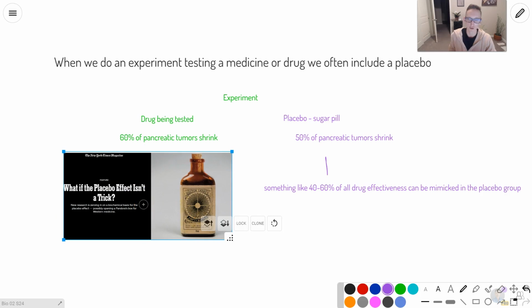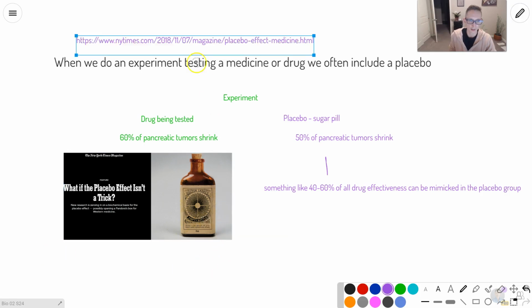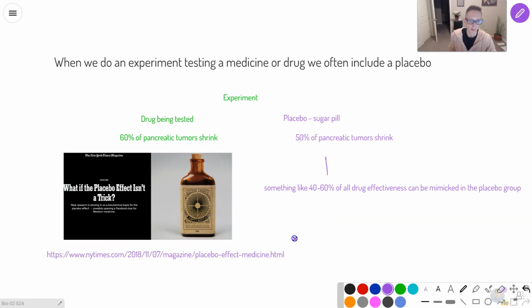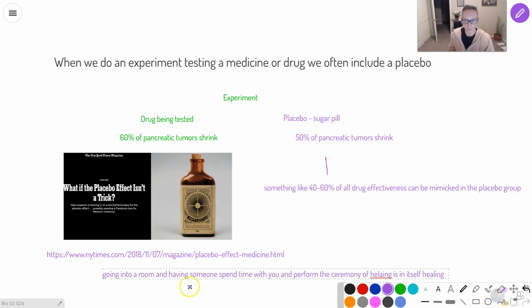What if the placebo effect isn't a trick? What if there's some realness to it? And there's a little link here, if you would like to type that in and check that out. And this talks about how the placebo effect, like going into a room and having someone spend time with you and perform the ceremony of healing, is in itself healing. Pretty wild stuff.